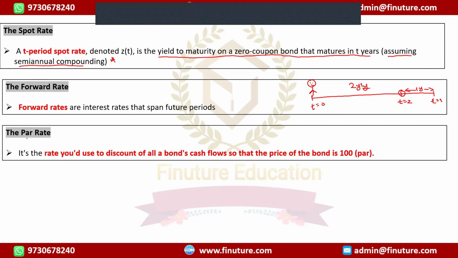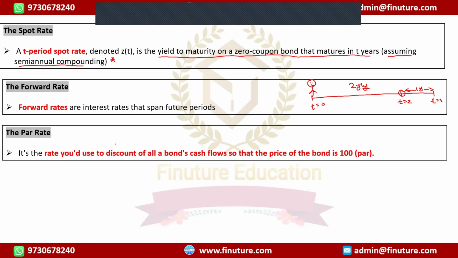That's the forward rate. And the par rate is the rate you use to discount all the bond cash flows so that the price of the bond is at 100, or par. So it is a discount rate that makes the bond price 100. Basically, it is used to determine what rate a bond issuer should pay to its bondholders if that issuer were to issue a bond today. So that's about it. This video will mainly focus on understanding the relationship between these three curves.